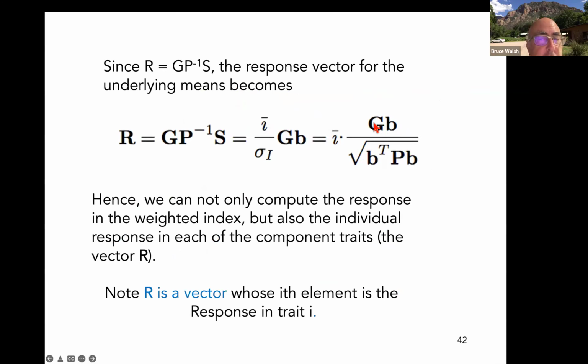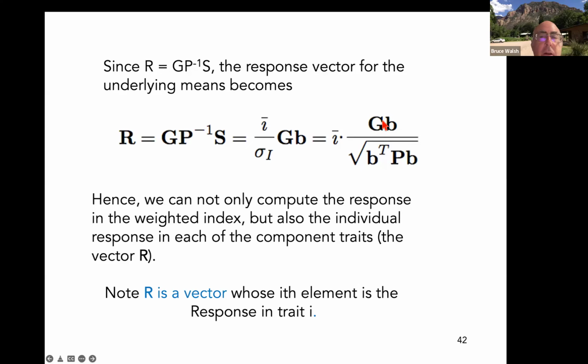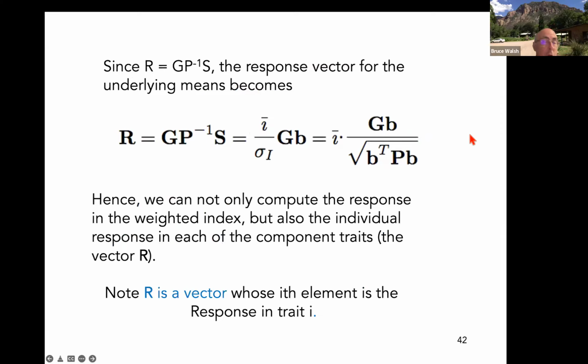So let's look at this. See, it says G beta. Let's look over here. This is the exact same expression. Now, beta transpose, what does that mean? It means I take a weighted sum, b1 times the first component plus b2 times the second component plus b3 times the third. That's the change in the index when I do that. And this expression over here is how the individual components change. So in index selection, we're concerned about how the index changes. We also know how the individual traits change.